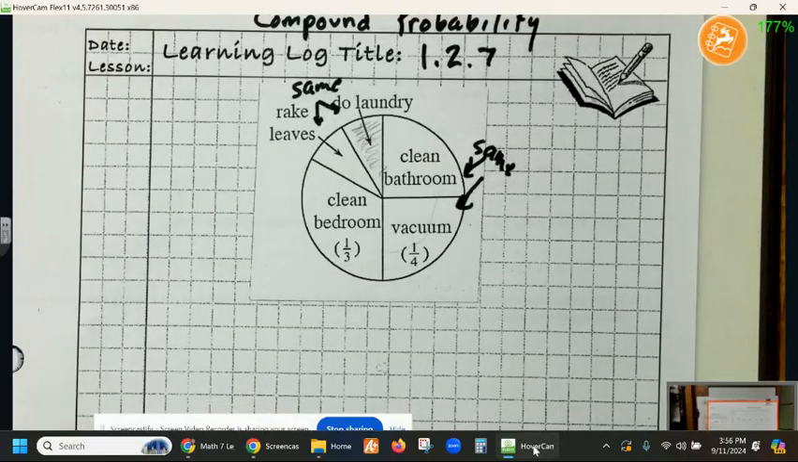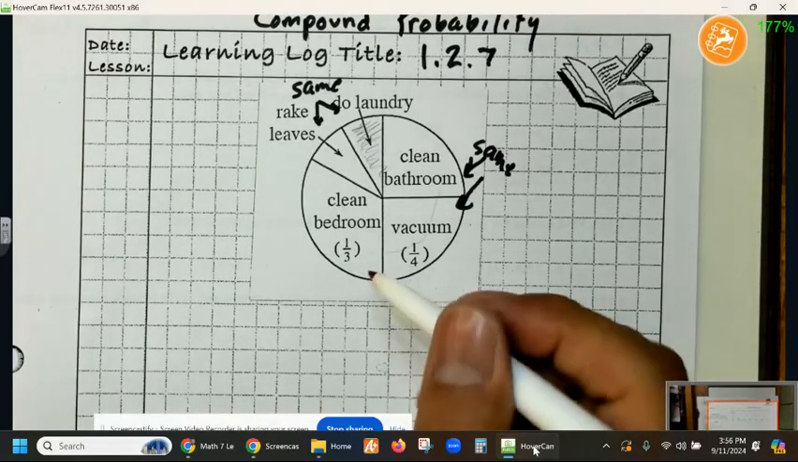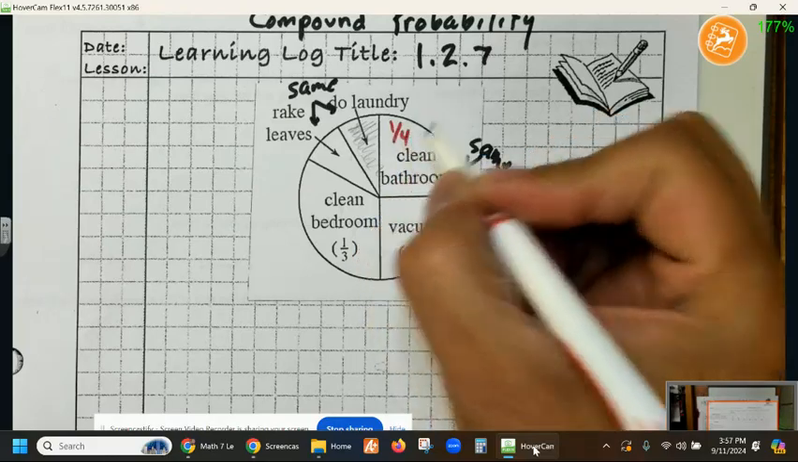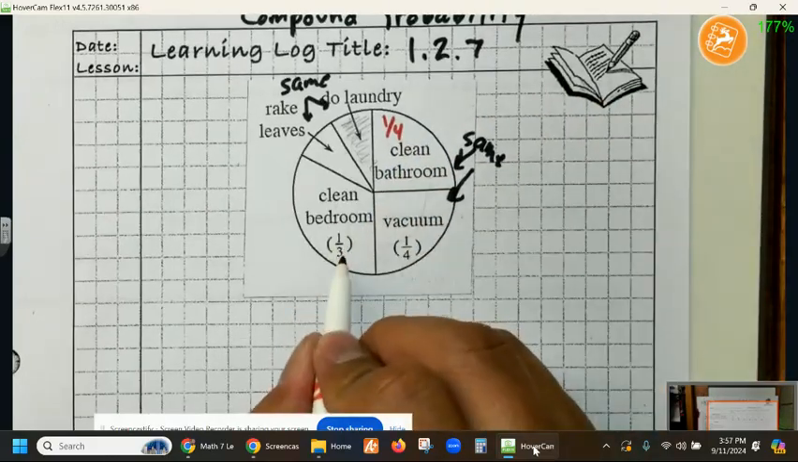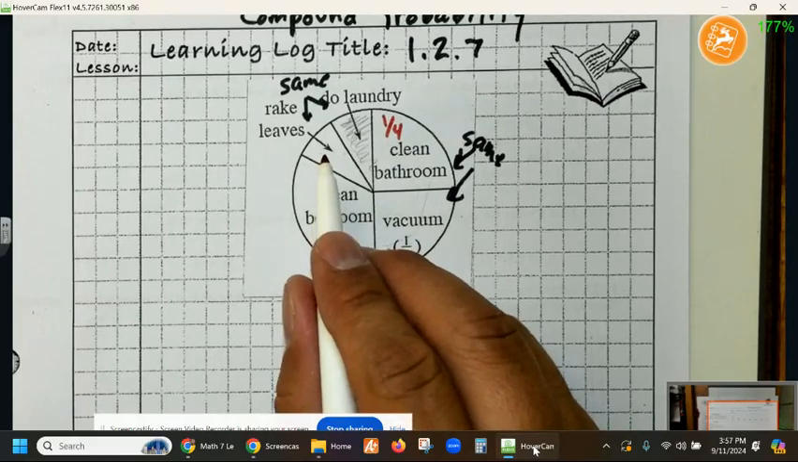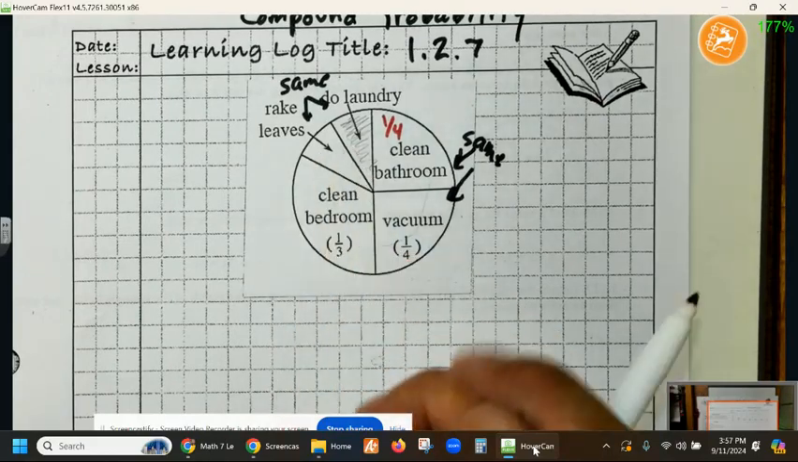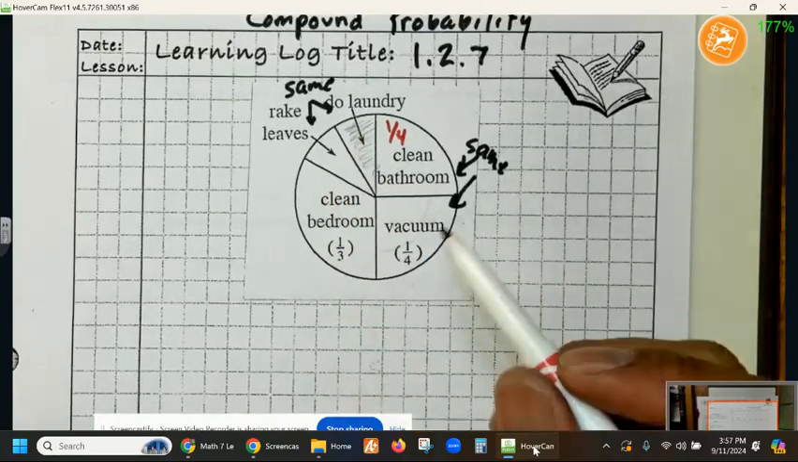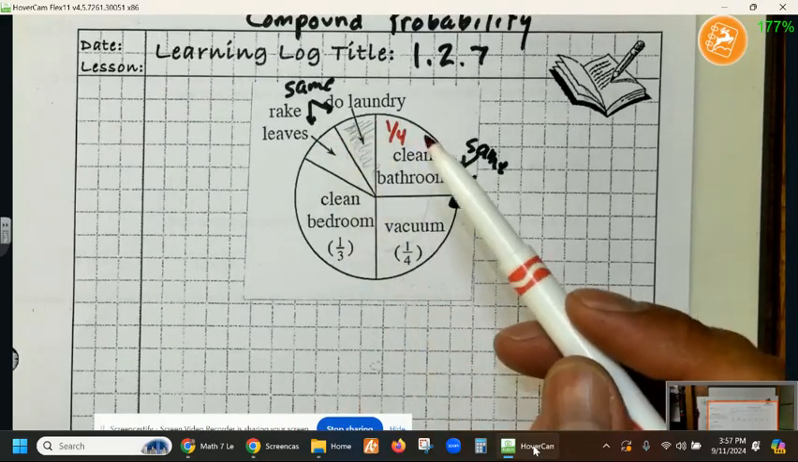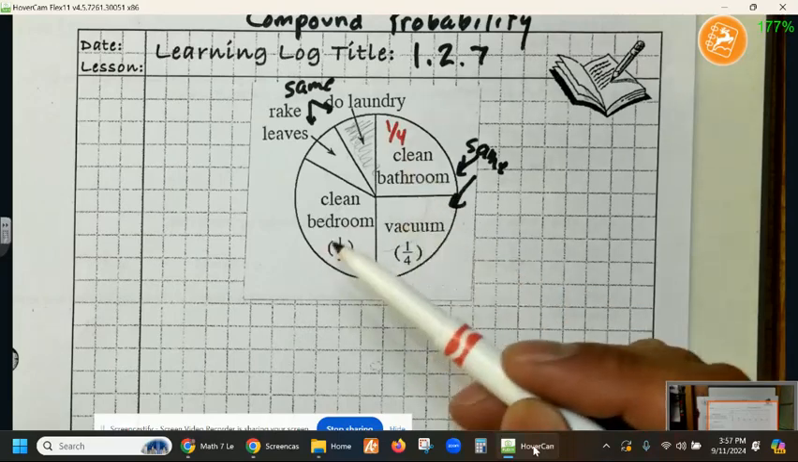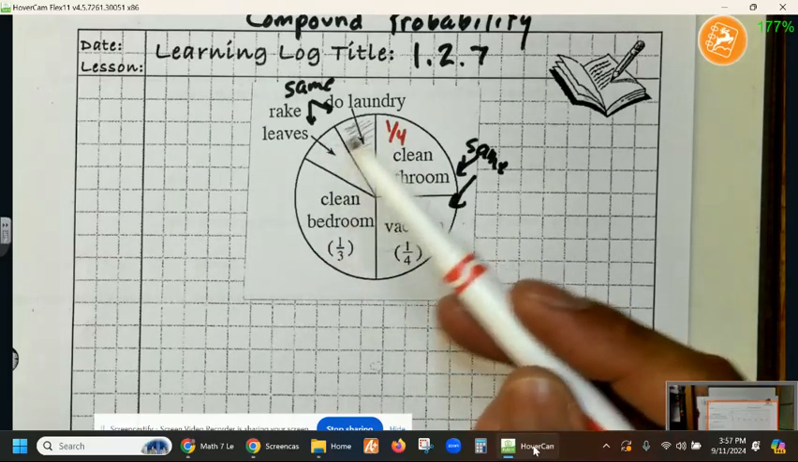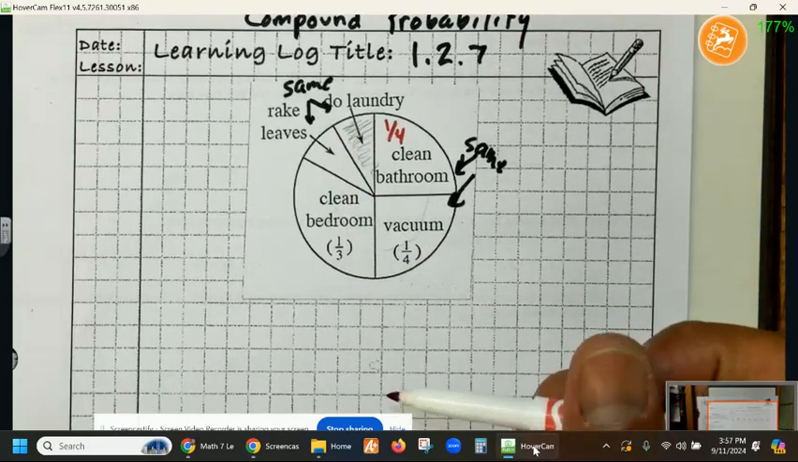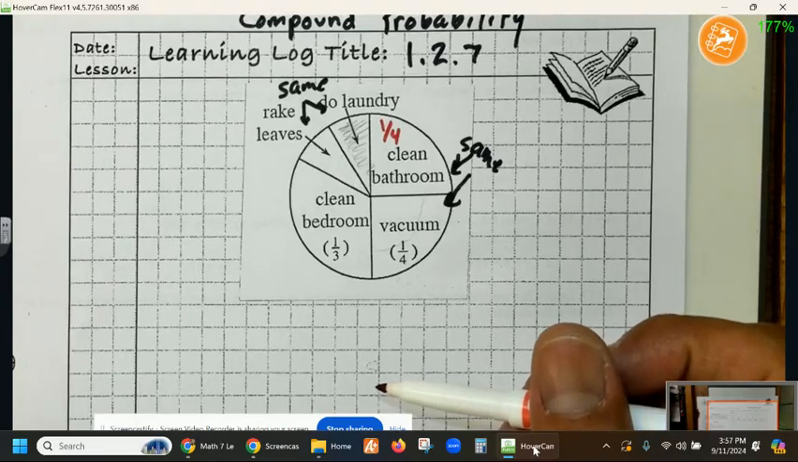So the first one we have is vacuum, which we know is 1/4, and since clean the bathroom is the same, cleaning the bathroom is also 1/4. And cleaning the bedroom is 1/3, but we still don't know rake the leaves, so we wouldn't be able to find that out. But we do know something. Since both these are the same, we can find out all these probabilities right here and then find the missing two. And since they're the same, we can do something mathematically to find the missing laundry.